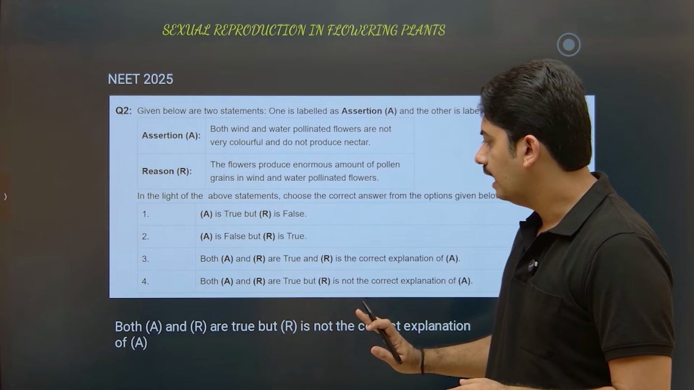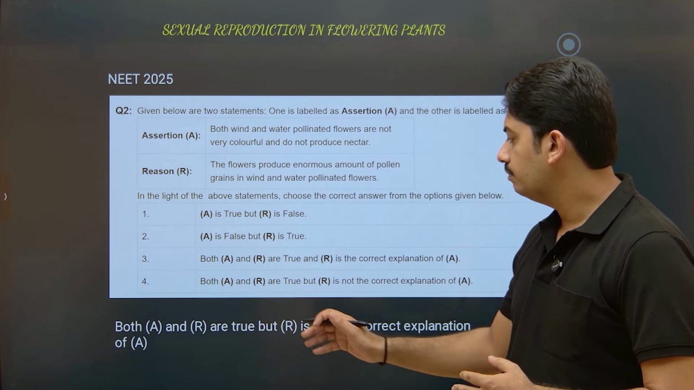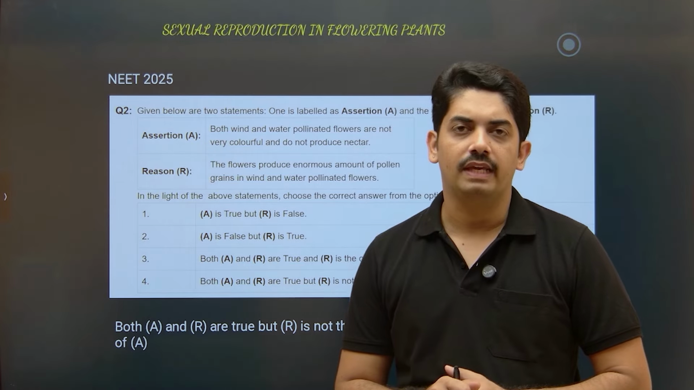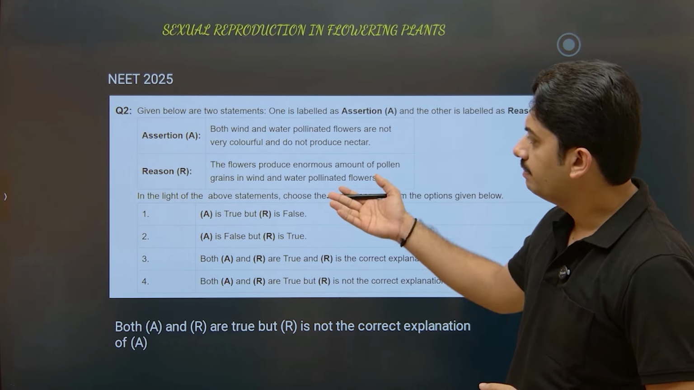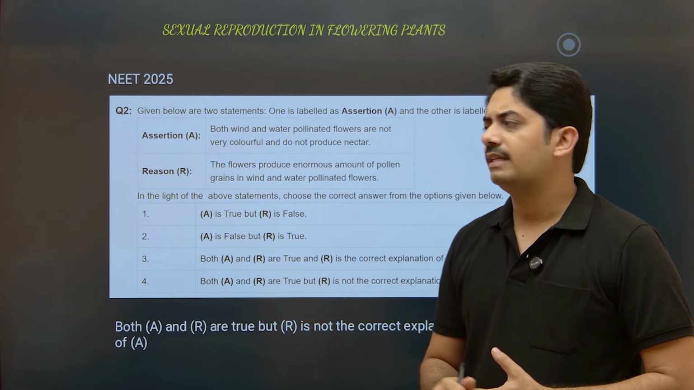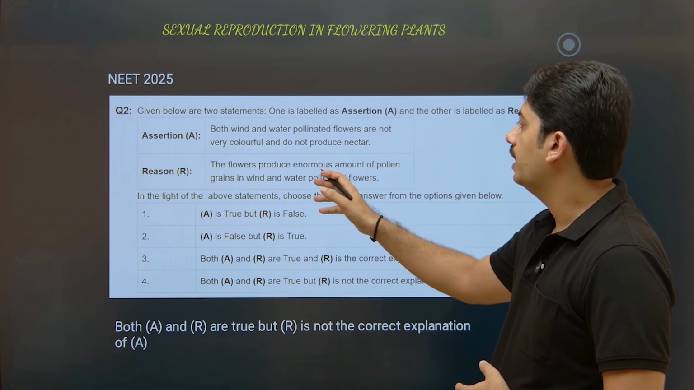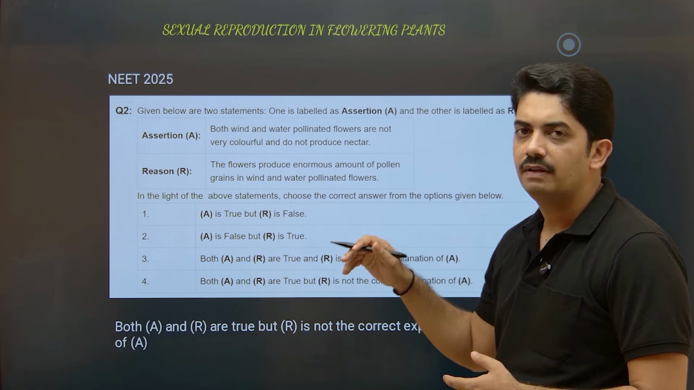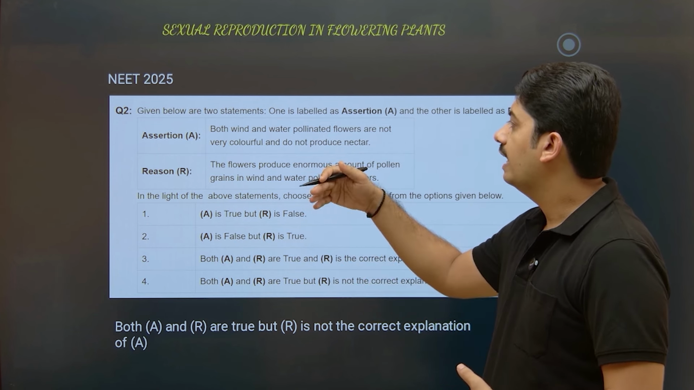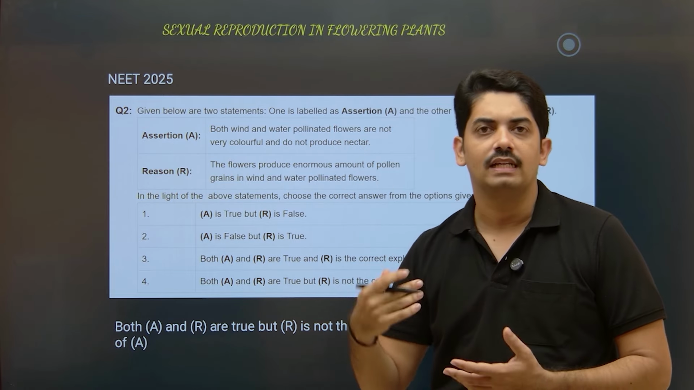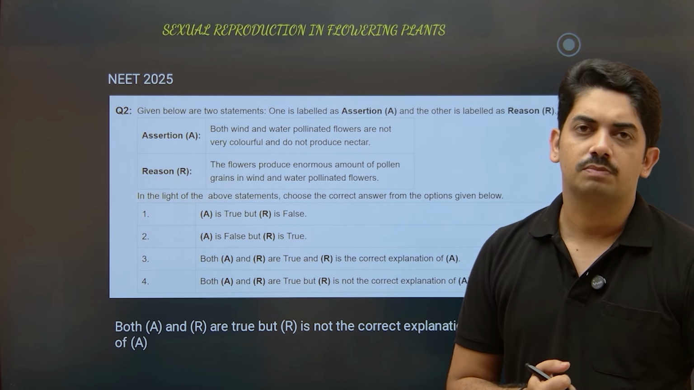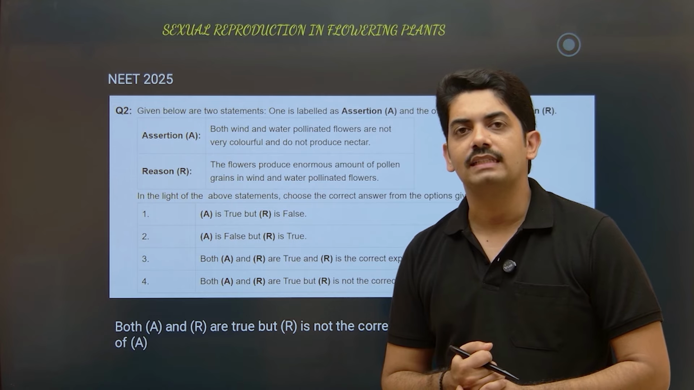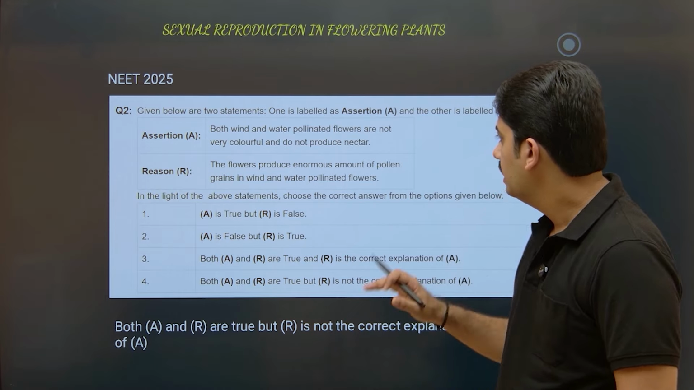Probably the answer is assertion and reason both are true, and R is not the correct explanation of A. That means these two statements are correct actually. But this statement, the flower produces enormous amount of pollen grain in wind and water pollinated flowers, will not explain why these plants are producing colorless flowers or small flowers, right? So both the statements are correct, but reason is not the correct explanation of assertion.